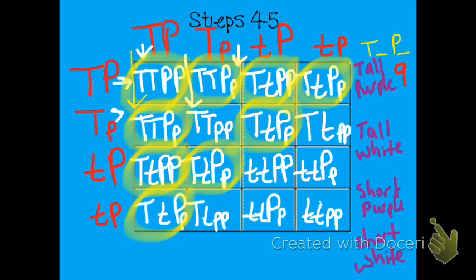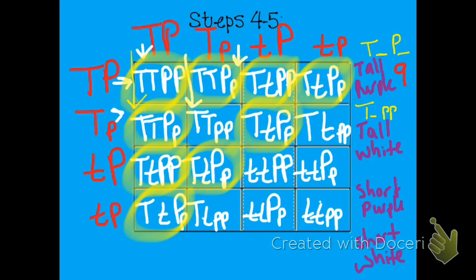To be tall, we still have to have at least one capital T. But the white flower is recessive. So for the recessive trait to be seen, remember you have to have both recessive alleles, or two lowercase letters. So that's going to be little p, little p. So we're looking for boxes that have at least one capital T and two lowercase p's. So let's look here and see how many of those we can find.